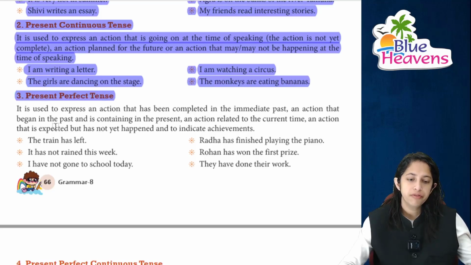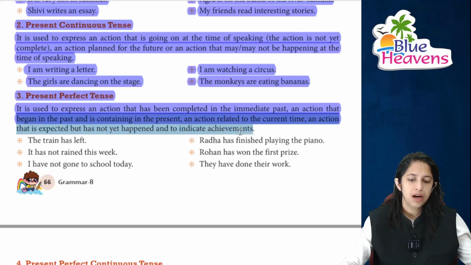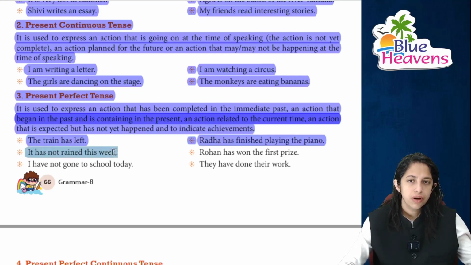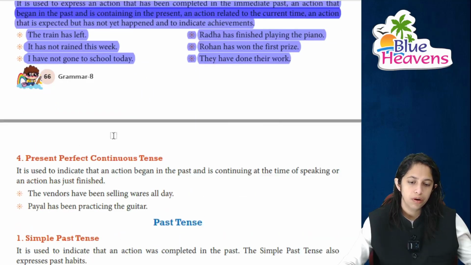Next is present perfect tense. It is used to express an action that has been completed in the immediate past, right? An action that begins in the past and is continuing in the present, right? An action related to the current time, or you can say an action that is expected but has not yet happened. अभी तक नहीं हुआ, and it is used to indicate an achievement. जैसे the train has left, Radha has finished playing the piano. It has not rained this week. Rohan has won the 2 prize, right? I have not gone to school today and they have done their work.